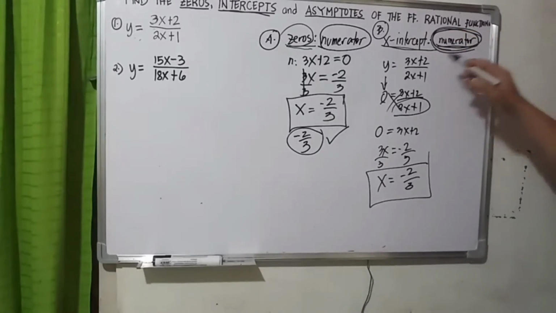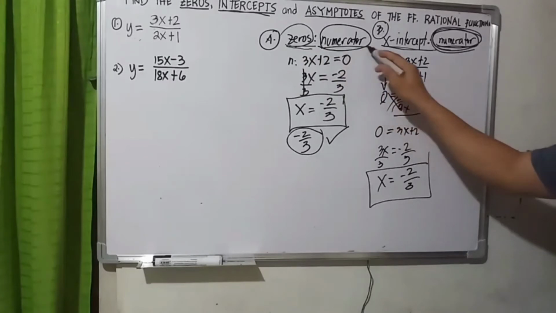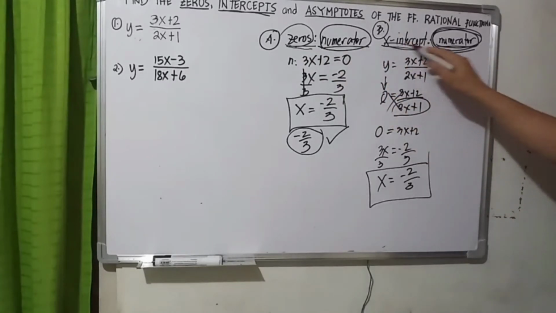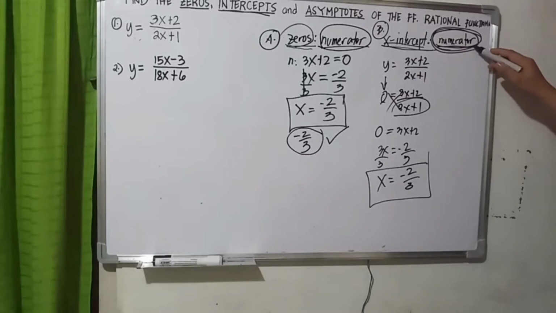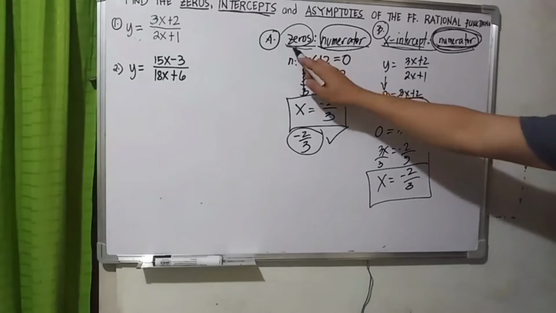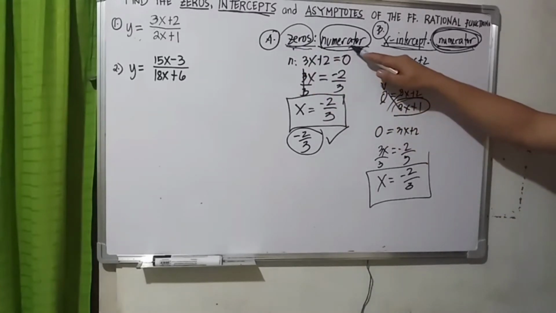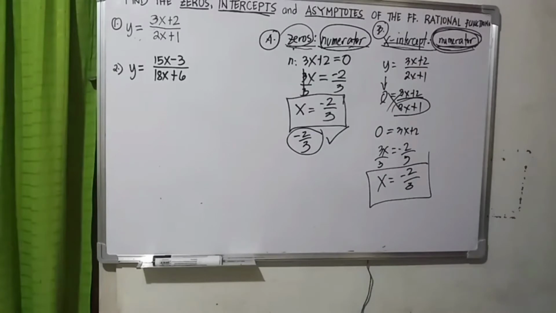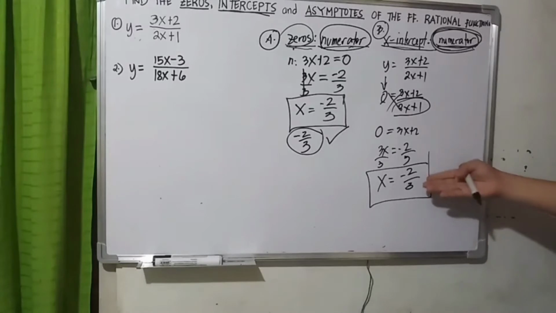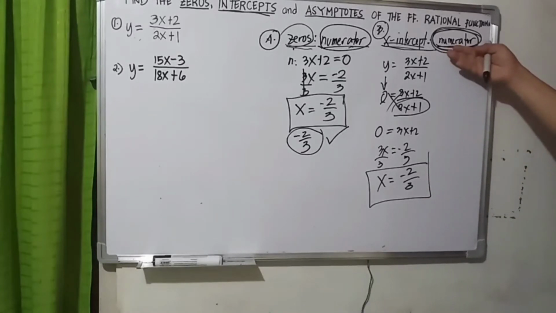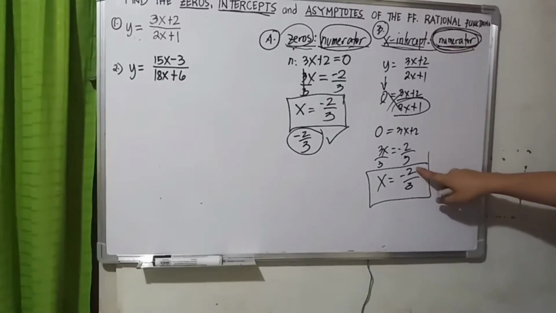Tandaan yan. Ang zero, naka-base tayo sa numerator. Ang x-intercept, naka-base pa rin tayo sa numerator. Okay. So kung may tanong, comment lang. Okay. Tandaan, zeros, naka-base tayo sa numerator, pwede rin pag hindi factorable yung given. Okay, so that is x-intercept negative 2 over 3.